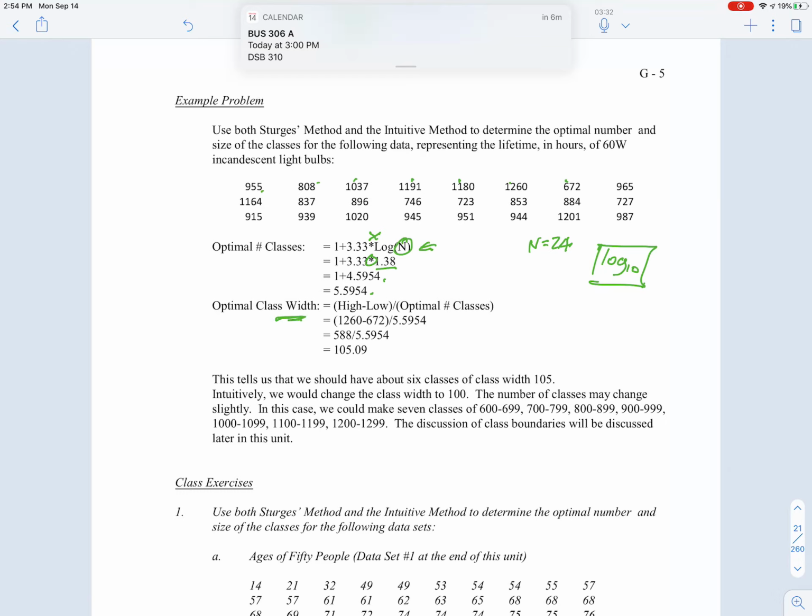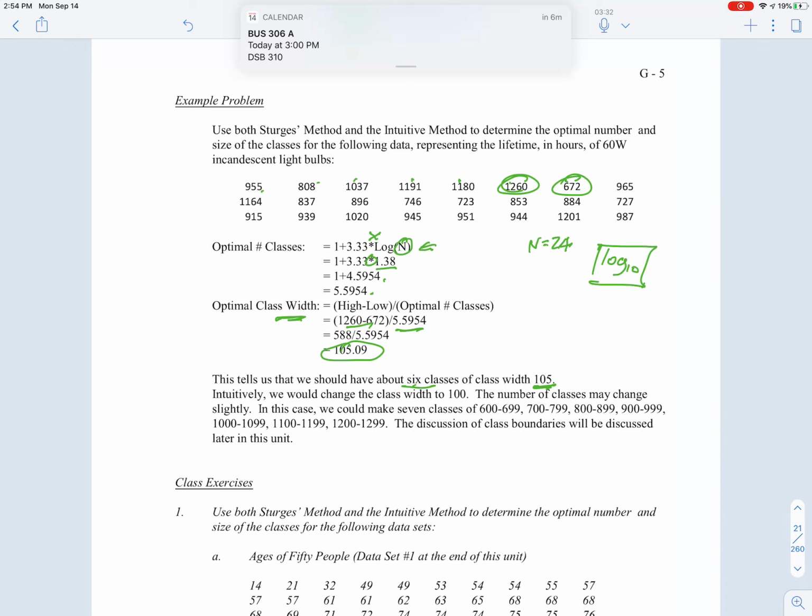And the optimal class width is the highest minus the lowest. So now these aren't in any order here, but your highest is 1260, this guy right here. And your lowest is right beside it, actually, 672. And so if we were to sort those, those would be the highest and lowest. We take the difference between those two to get the range, and then divide through by the optimal number of classes, and we get a class width of 105.09. So what this tells us then is that we should have about 6 classes, 5.9 classes, of 105.